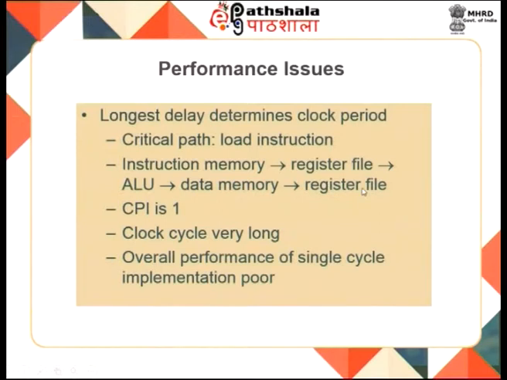So, this is the critical path, and if you assume that the CPI value, the average number of clock cycles per instruction, is 1 for all these instructions, with 1 long clock cycle, you can find out that the clock cycle is very long, and the overall performance of the single cycle implementation is very poor, because you may have different instructions taking different times. If you assume that all instructions will have to be finished within 1 clock cycle, then obviously you will have to look at the lengthiest clock cycle possible, and you will not be able to accommodate a variety of instructions without degradation in performance. That is the main drawback of your single cycle implementation.